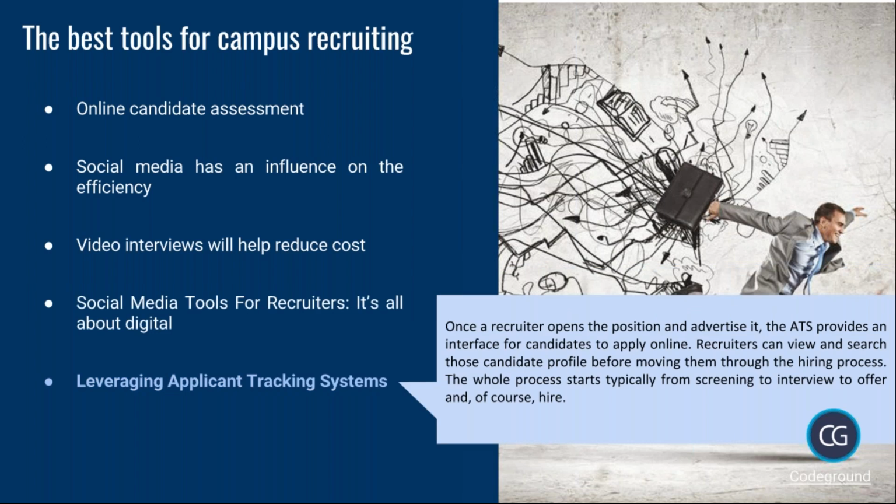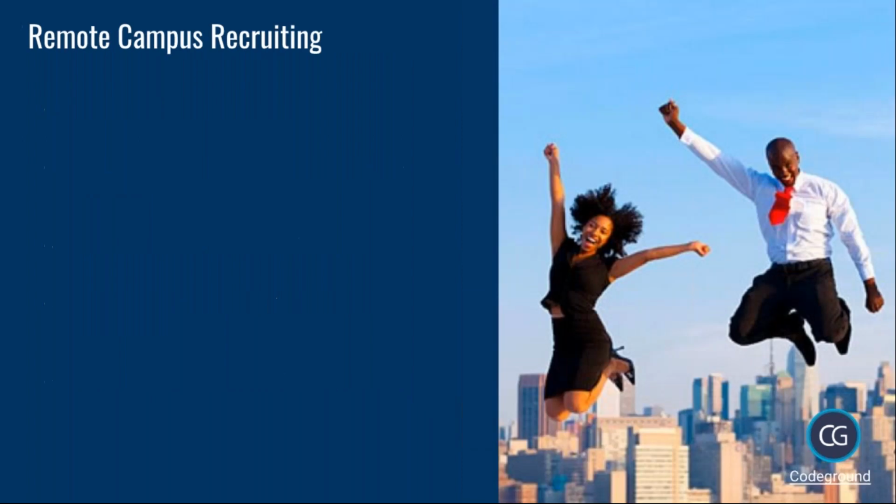Next is an applicant tracking system. So once a recruiter opens the position and advertises it, the ATS provides an interface for candidates to apply online. Recruiters can view and search those candidates' profiles before even moving through with the hiring process. The whole process starts typically from screening to interview to offer and, of course, hire.